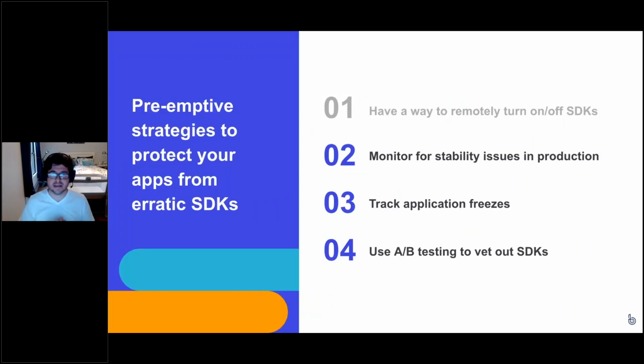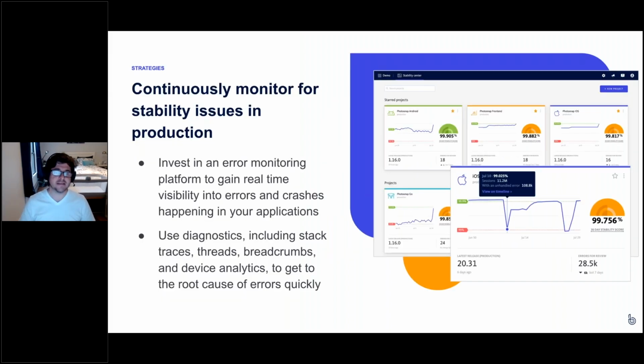What about these other techniques here? Well, hopefully most of you are doing number 2. Number 2 is monitoring stability. Now, a lot of people use the free-to-market options like Firebase Crashlytics. Firebase Crashlytics is great, but if you are using a tool like Bugsnag or another equivalent grown-up error monitoring tool, you get a lot more information.